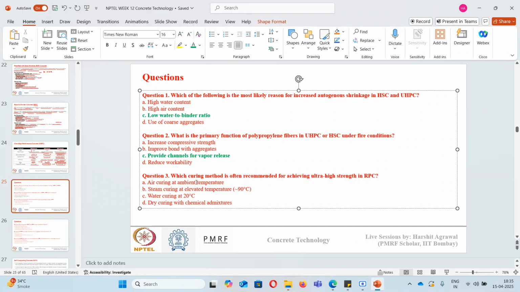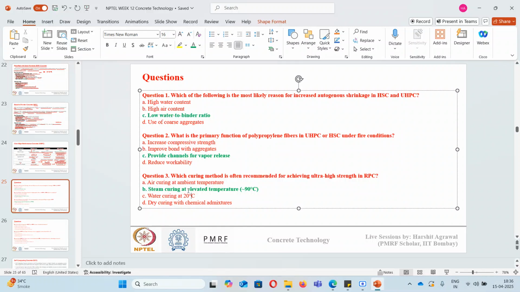In reactive powder concrete, or in general any type of ultra high performance concrete, these concretes achieve maximum potential when they are cured under steam at an elevated temperature, up to 90 degrees Celsius. Why? Because as the temperature increases, the kinetics of the reaction increases. That will accelerate the pozzolanic reaction and the hydration of cement, which will significantly enhance the mechanical properties and the density of my concrete.